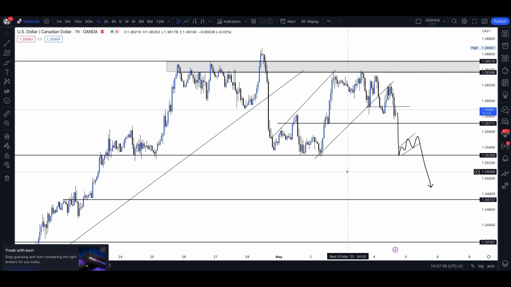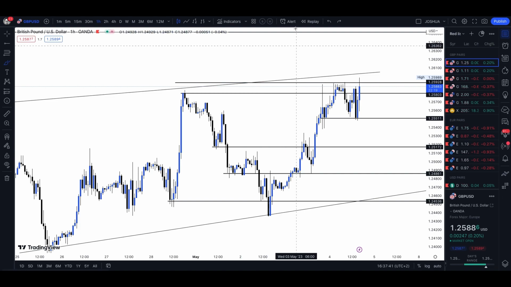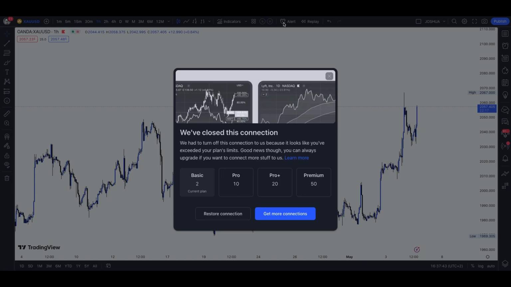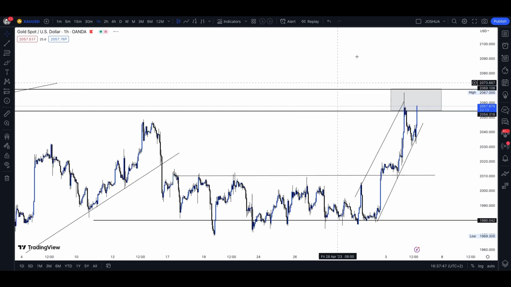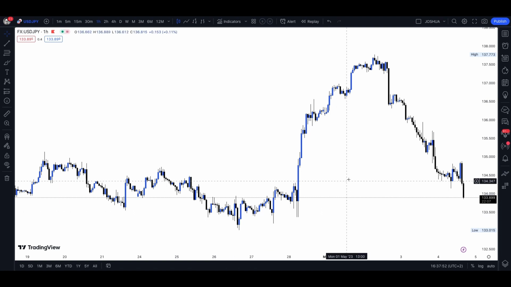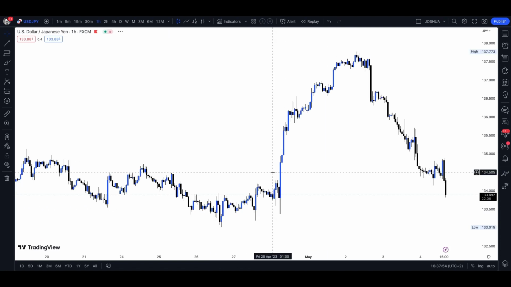Like that. So this is USDCAD. I'll be looking for selling opportunities on this particular point, and buying opportunities on GBPUSD, and buying opportunities on gold as well. The last one that we're going to be looking at is USDJPY.